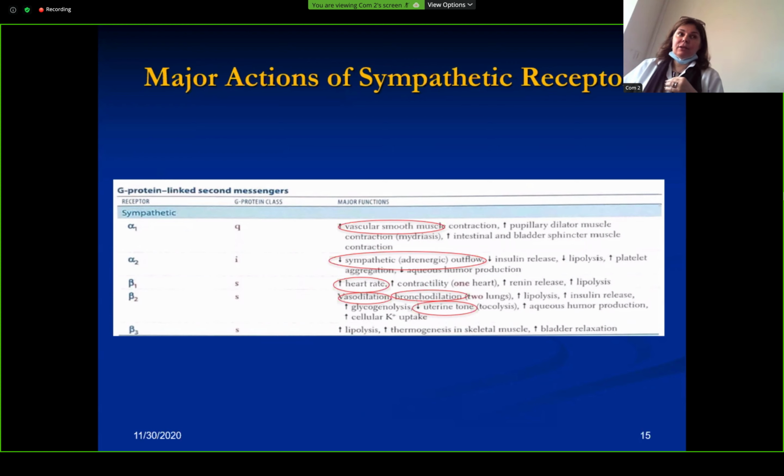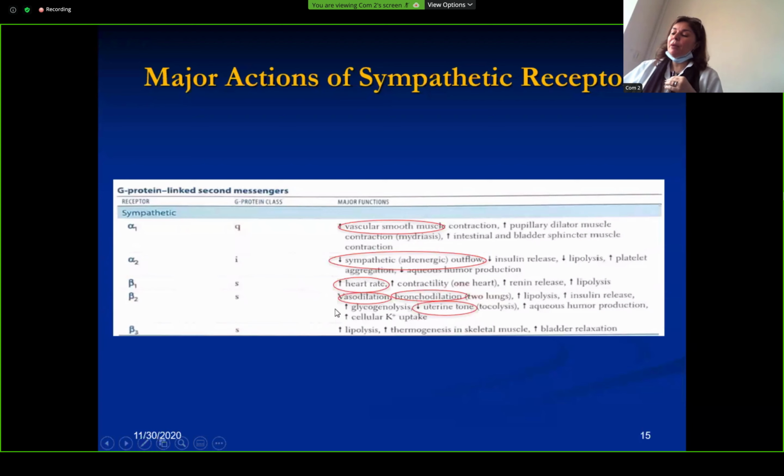Okay, which one, calcium? Remember this: you have to relate what I give you to this one, Gq and Gi. Anyway, I will mention it later. Alpha 2 is decreasing sympathetic adrenergic outflow. With alpha 1, we have vascular smooth muscle, the pupillary dilator, and intestinal and bladder sphincter muscle contraction.